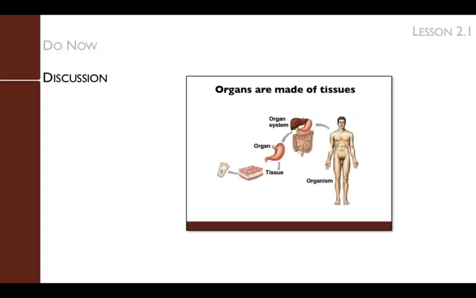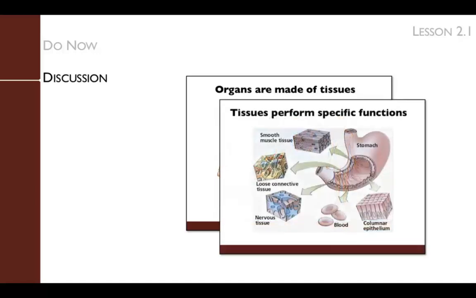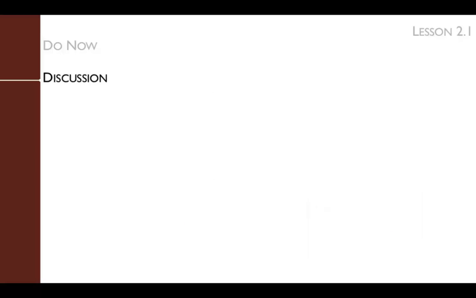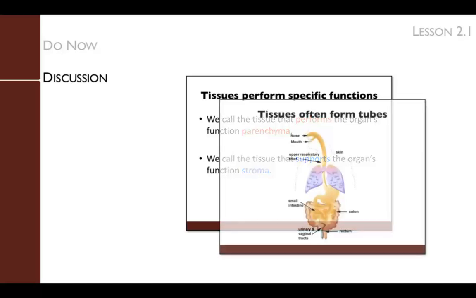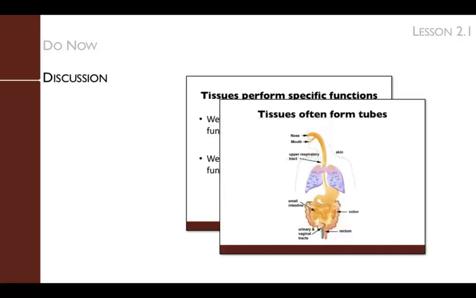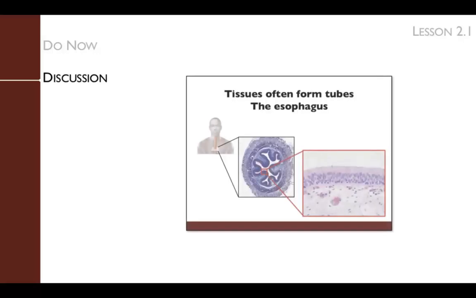First, we discuss how organs are made of tissues, which are made of cells, and that these tissues can perform a variety of specific functions, but there are two major tissues that each organ is made of: the parenchyma, which is the tissue that performs organ function, and the stroma, which is the tissue that supports organ function. Next, we move on to discussing how tissues often form tubes, such as the esophagus, which is part of the GI tract. The main function of the esophagus is to move food from the mouth to the stomach.